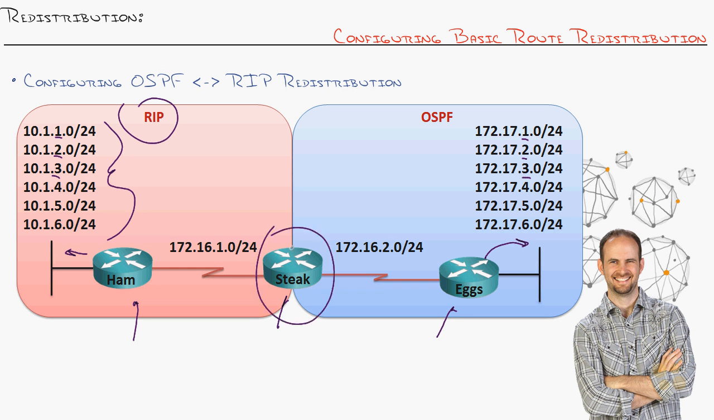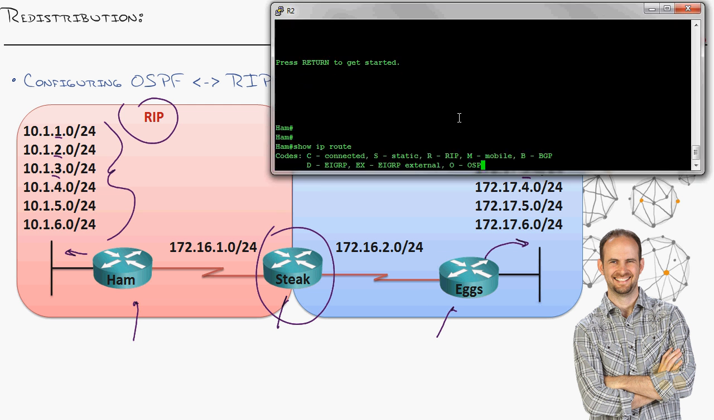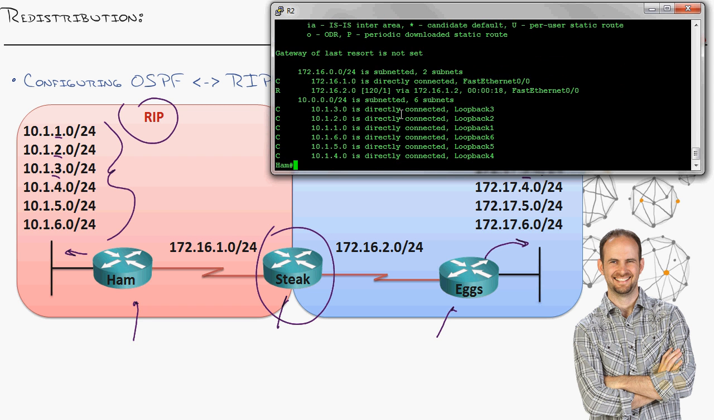And in the middle lies steak. It feels like a boxing match, doesn't it? In the middle, ping! So, as of right now, let's just get a lay of the land. I'm going to hop over to ham over there on the left-hand side and do a show IP route. And you can see that ham knows about pretty much nothing.